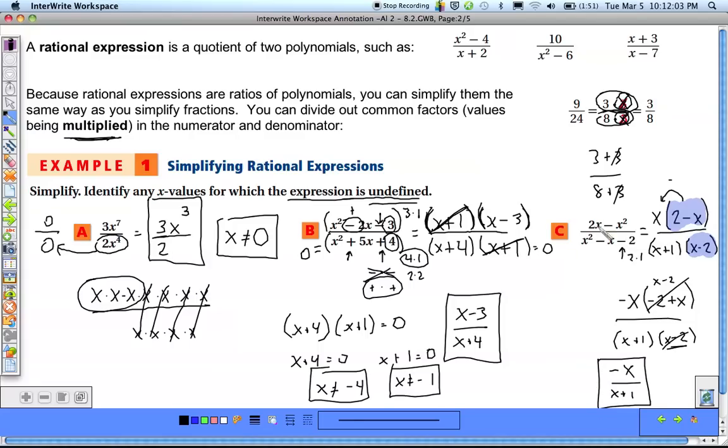The second part of this, checking to say where it is undefined, is just to set that denominator equal to 0 before we actually went through and simplified it. If we set that equal to 0, it's just setting each part equal to 0. So x plus 1 equals 0 and x minus 2 equals 0, which would tell us x would equal negative 1 and x would equal 2, which means those would be the undefined values. So x cannot equal those two numbers.